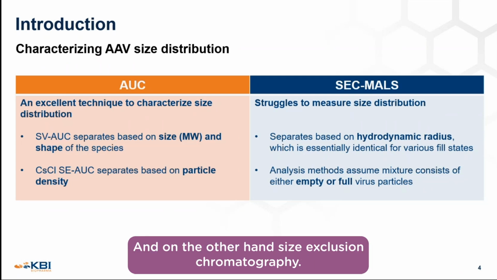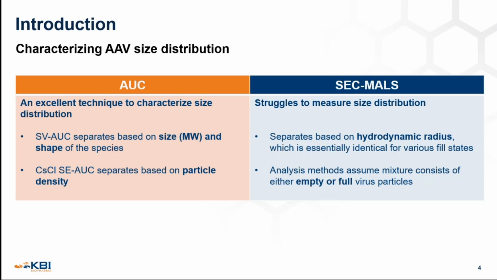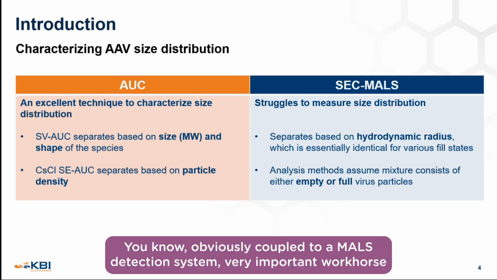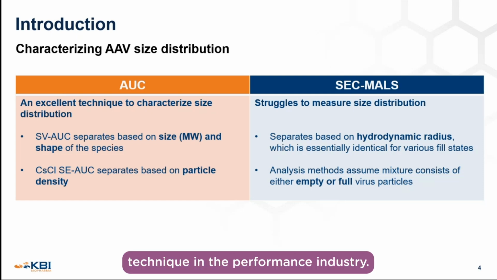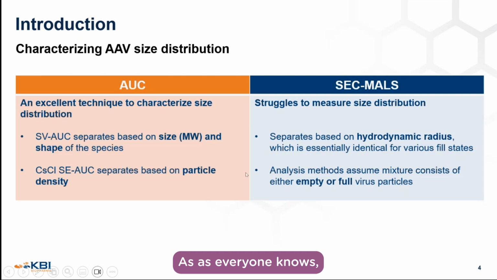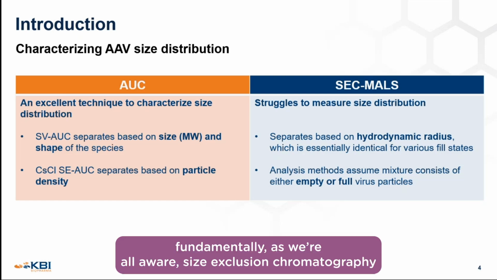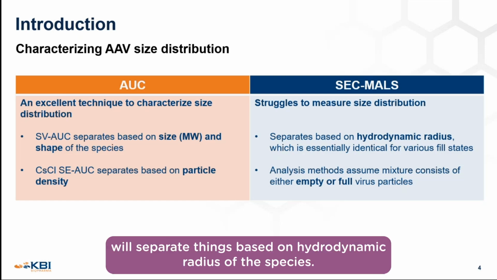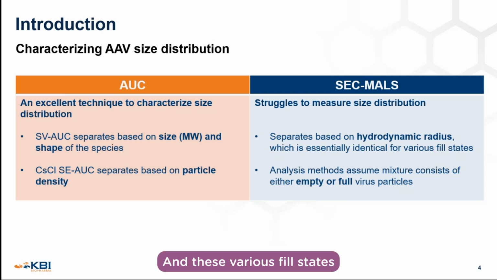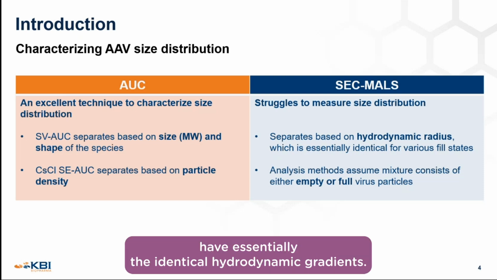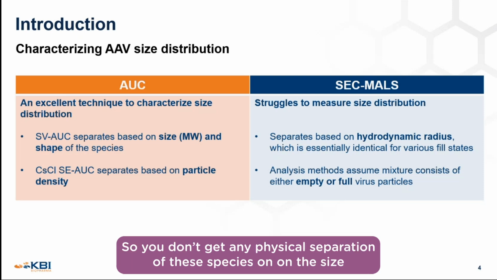Now, on the other hand, size exclusion chromatography, obviously coupled to a MALS detection system, is a very important workhorse technique in the biopharmaceutical industry, as everyone knows. In the case of AAVs, it struggles to measure these size distributions. The reason, fundamentally, as we're all aware, is that size exclusion chromatography will separate things based on hydrodynamic radius of the species, and these various fill states have essentially the identical hydrodynamic radius. So you don't get any physical separation of these species on a sizing column.